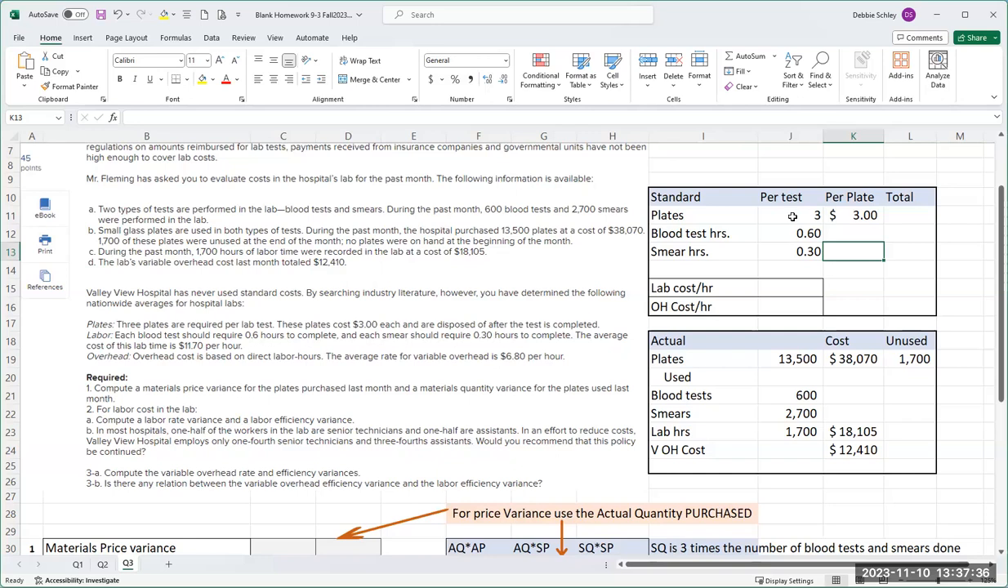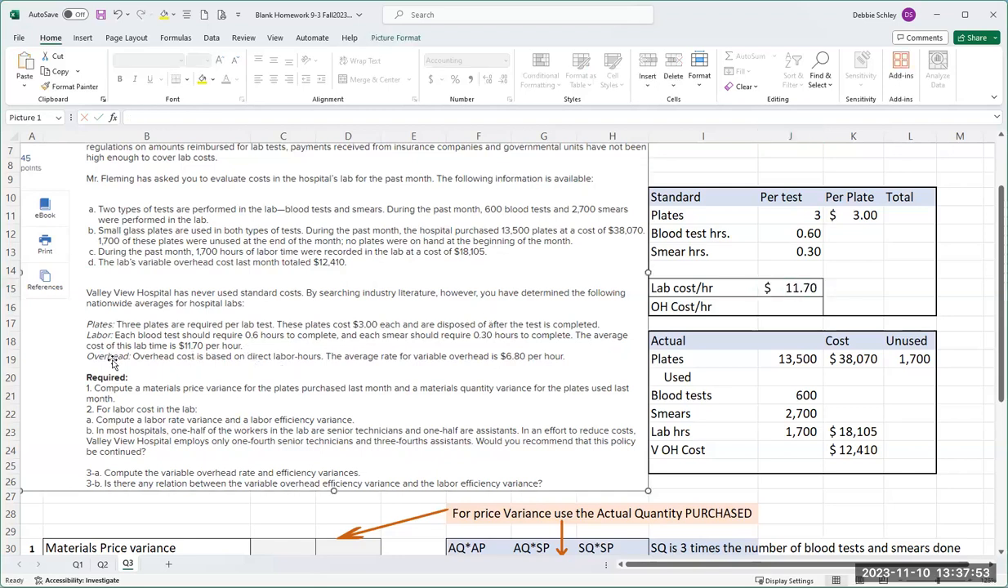This is units, that's plates. Okay. The average cost of this lab time is $11.70 per hour. So lab cost per hour is $11.70. Overhead. Overhead cost is based on direct labor hours. The average rate for variable overhead is $6.80 per hour. I'm going to put that right here. Overhead cost per hour. Okay.